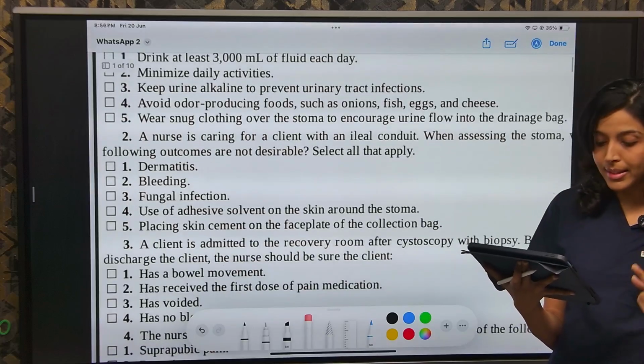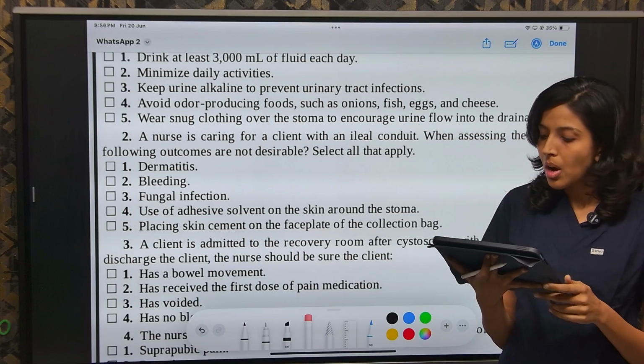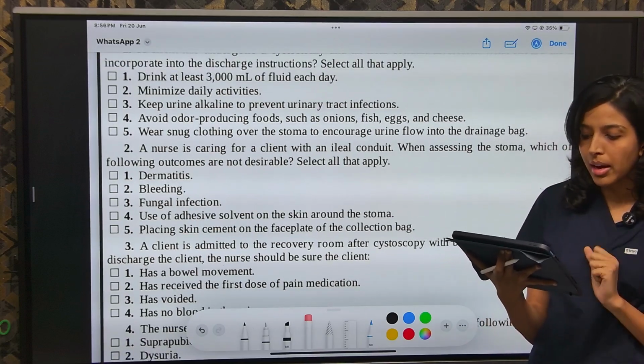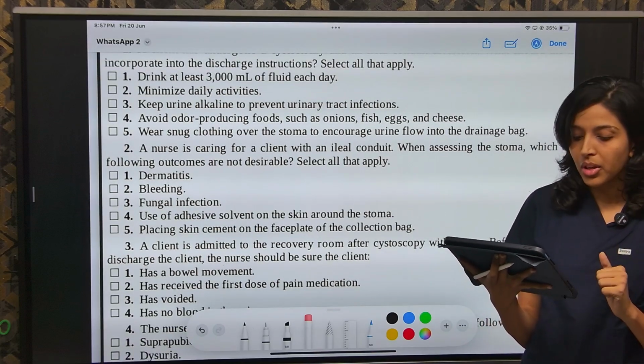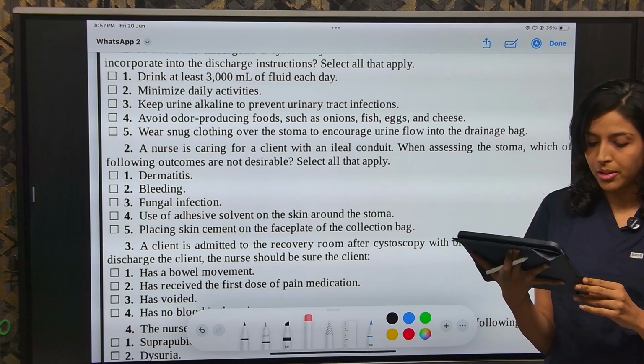Now question number 2. A nurse is caring for a client with an ileal conduit. When assessing the stoma, which of the following outcomes are not desirable? It's again a SATA question, you have to select. You just have 5 seconds to answer this question.